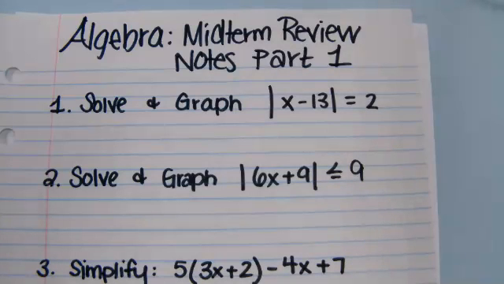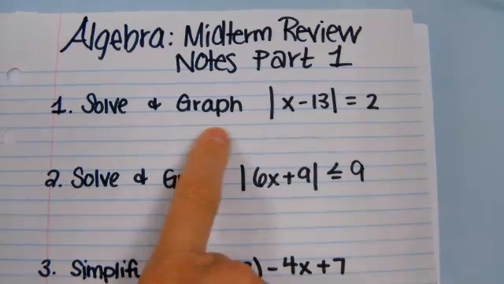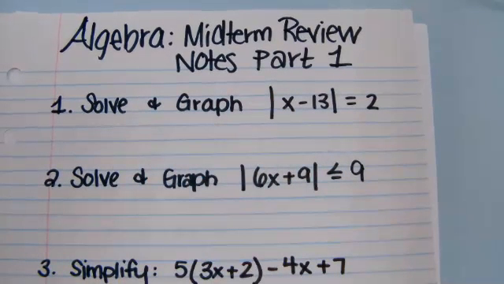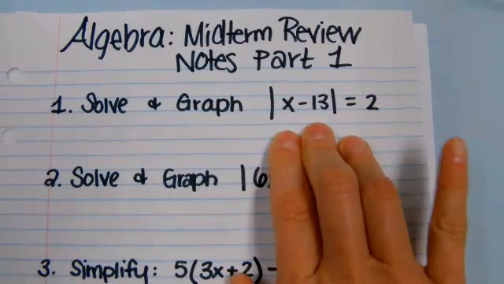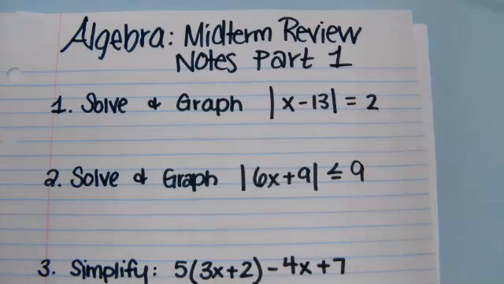Okay, so the first part of a midterm review for algebra is chapter 3, which was absolute value equations and inequalities. When we're doing this, it will say solve and graph, so you're going to get 2 points for a question like this. We have to solve it and graph it. So: absolute value of x minus 13 equals 2.